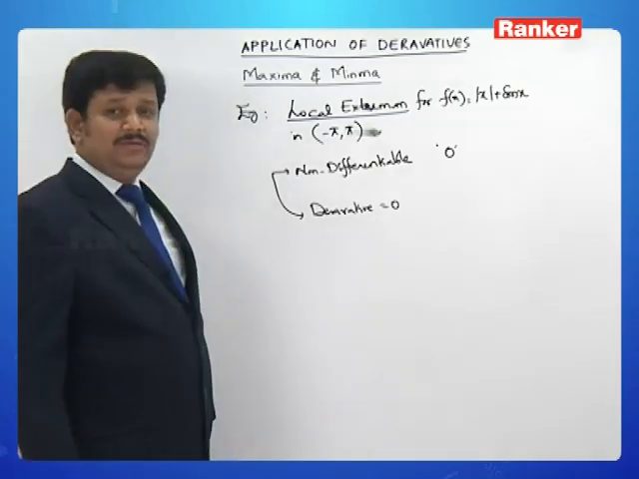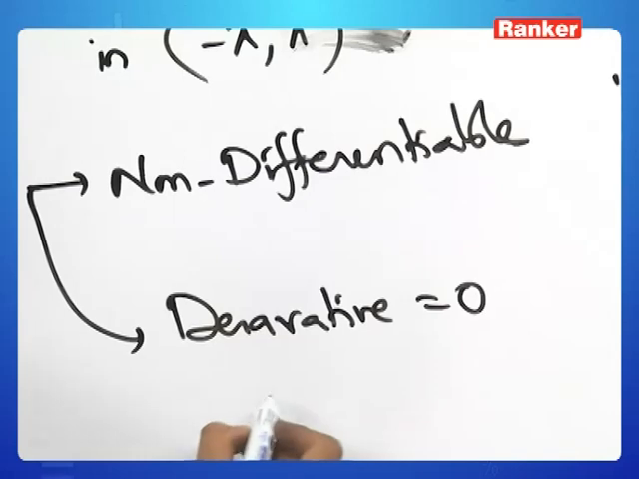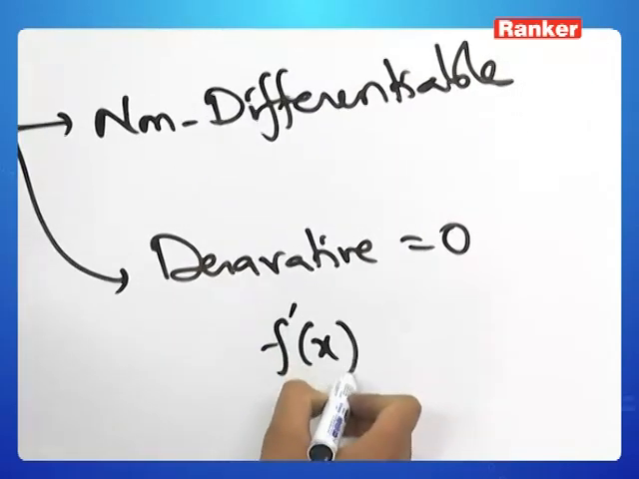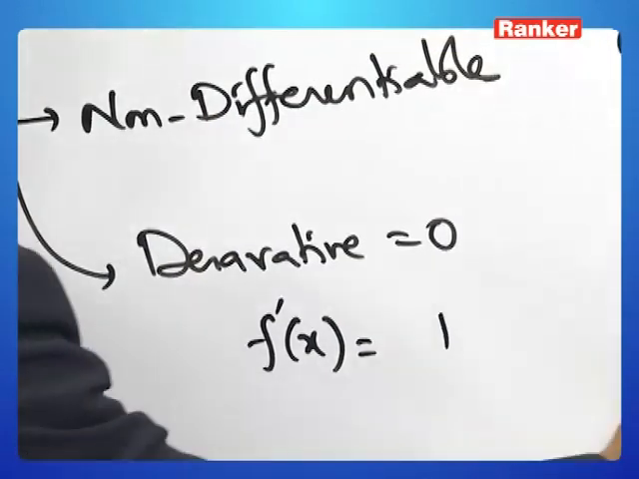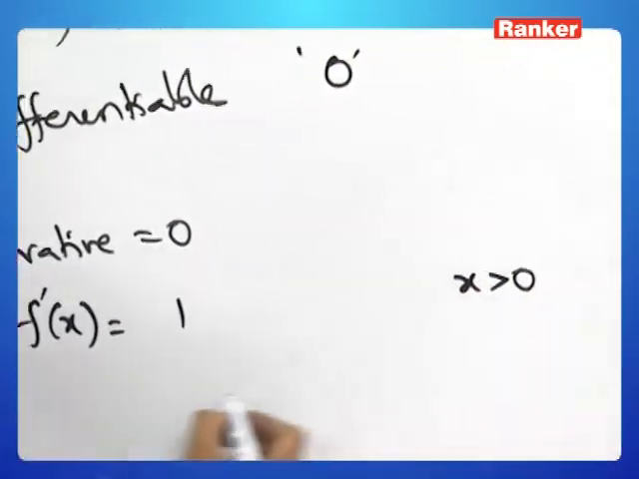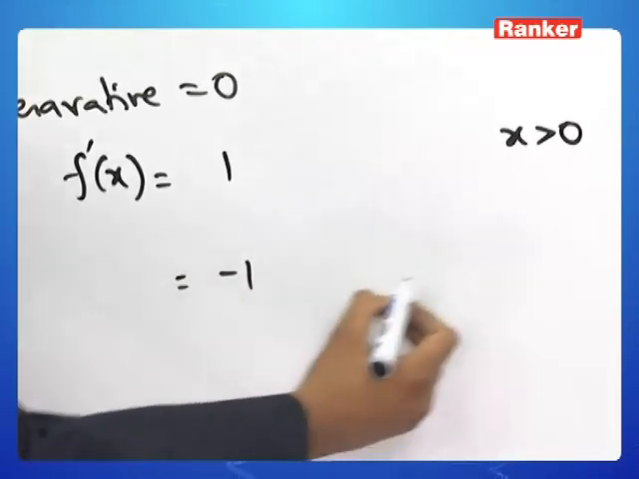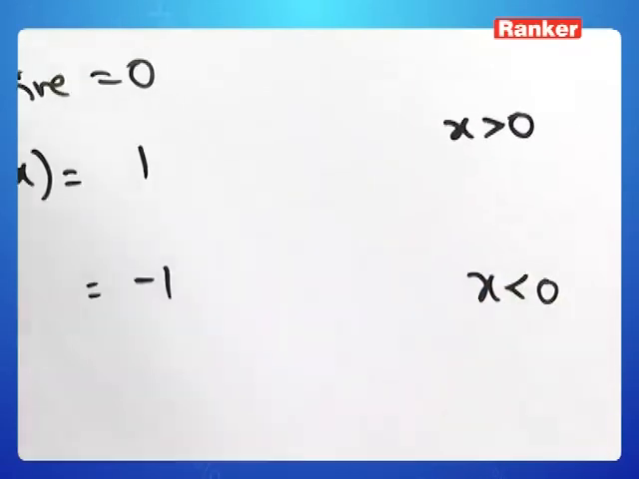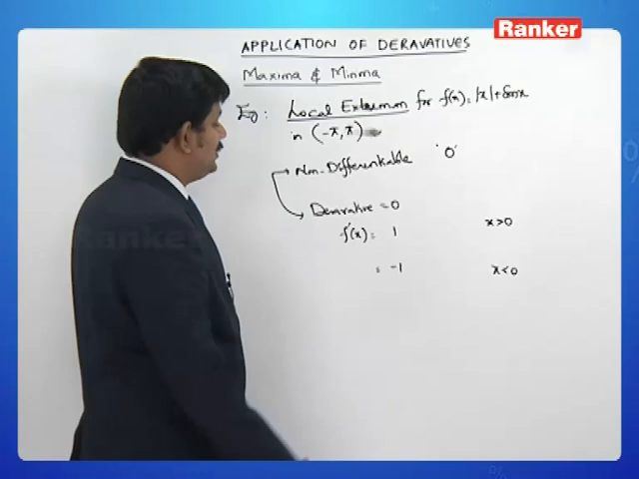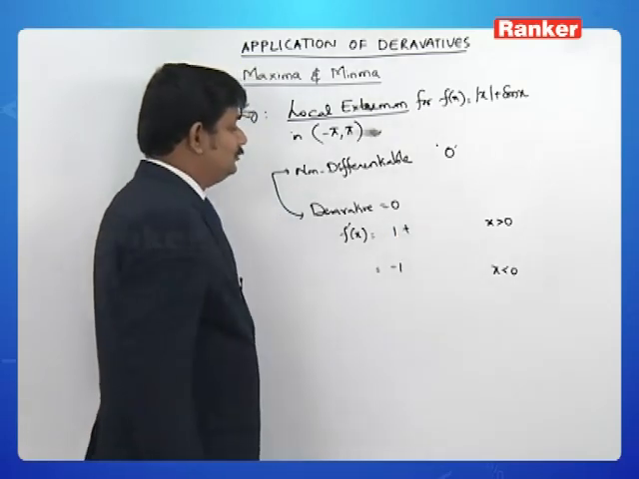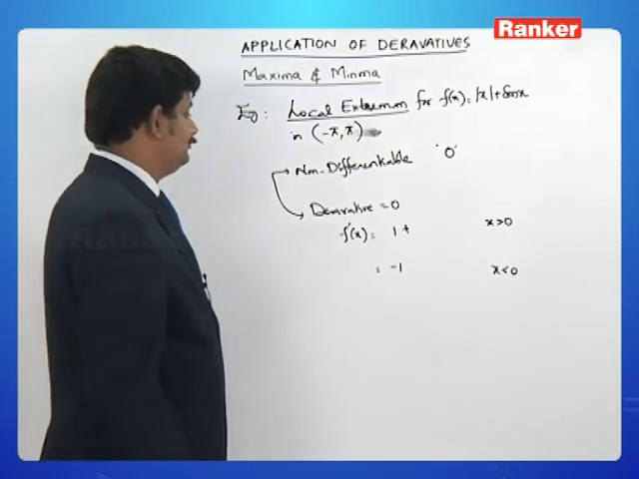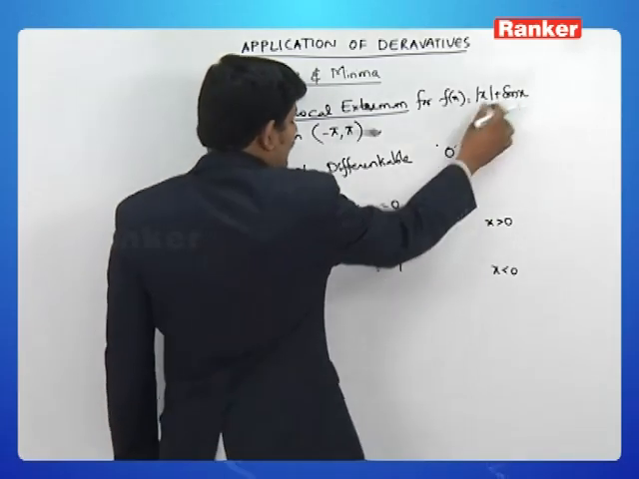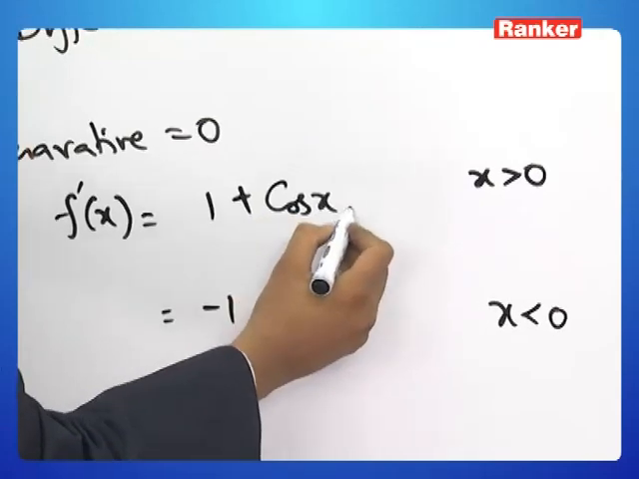Now the derivative is equal to 0. Let us differentiate f dash of x. The derivative of mod x is 1 whenever x is greater than 0, and the derivative of mod x is minus 1 whenever x is less than 0. So the mod x derivative is 1 for x greater than 0, and minus 1 for x less than 0, plus the sin x derivative is cos x.